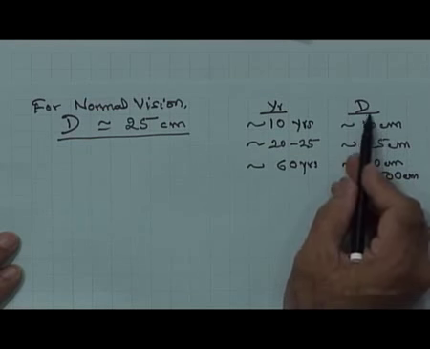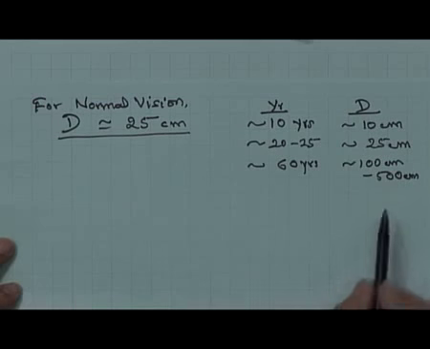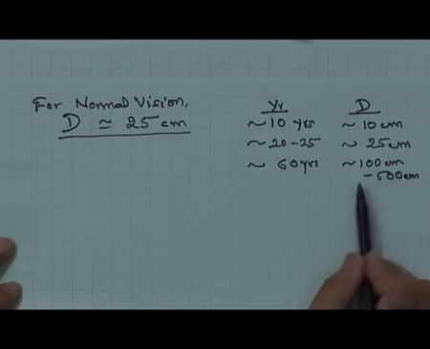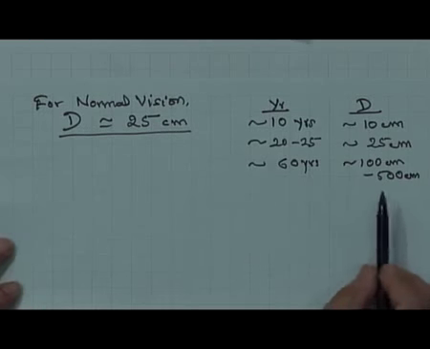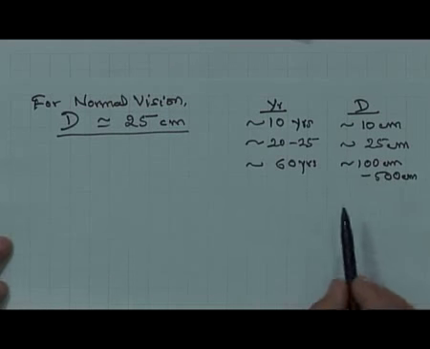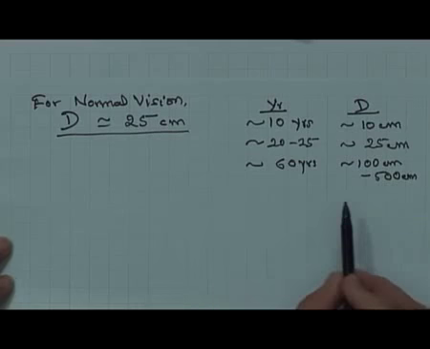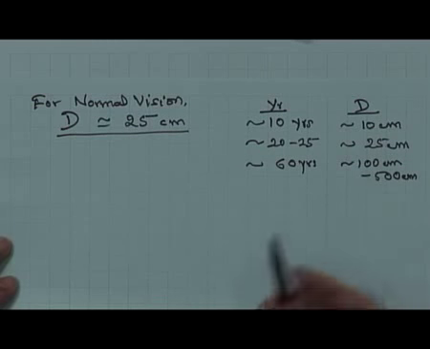D is the distance for clear vision. So, objects which are closer to them are still visible, but they are not visible clearly. The fine features of the object will not be distinguished.